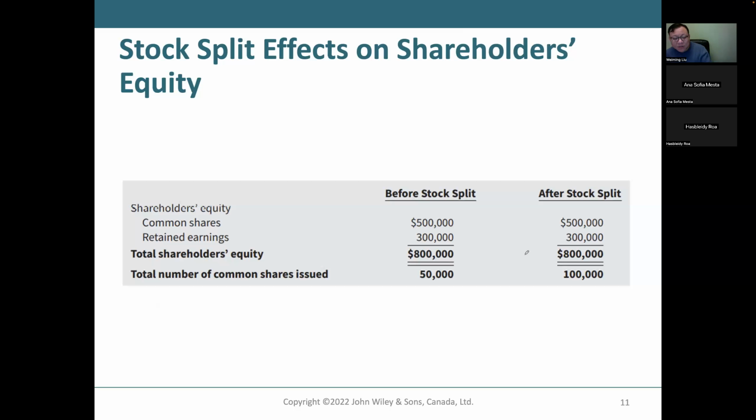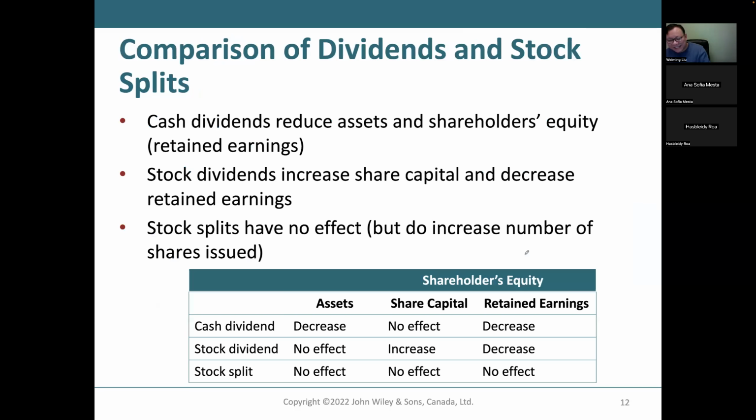What about the stock split? How does that change your asset and equity? Nothing. It doesn't have any effect. So that's this table, right? Cash dividend will decrease asset, decrease retained earnings, no effect on share capital. Stock dividend has no effect on asset. It's going to increase your share capital and decrease your retained earnings. Stock split does not affect any of those three accounts. Okay.